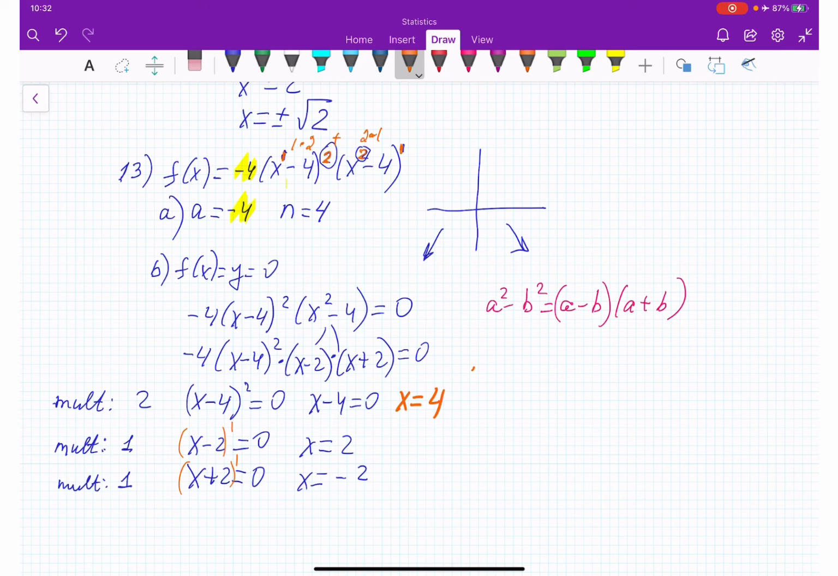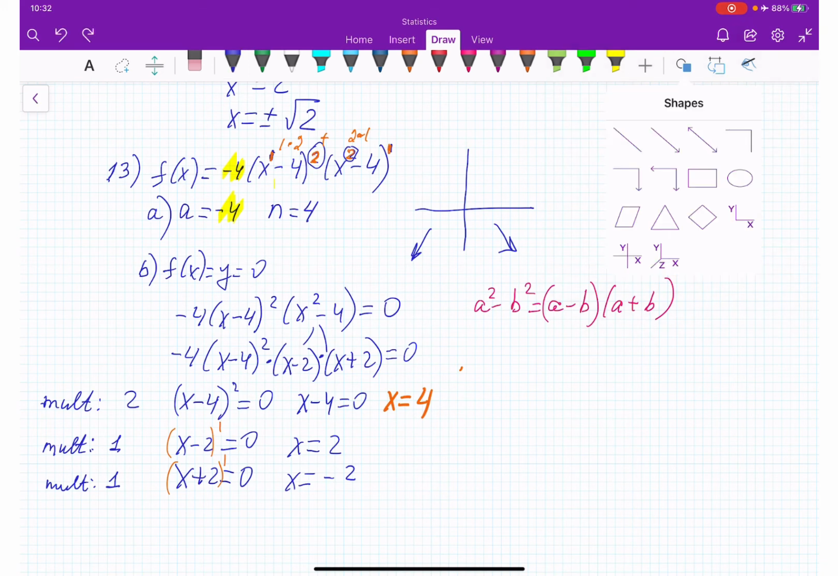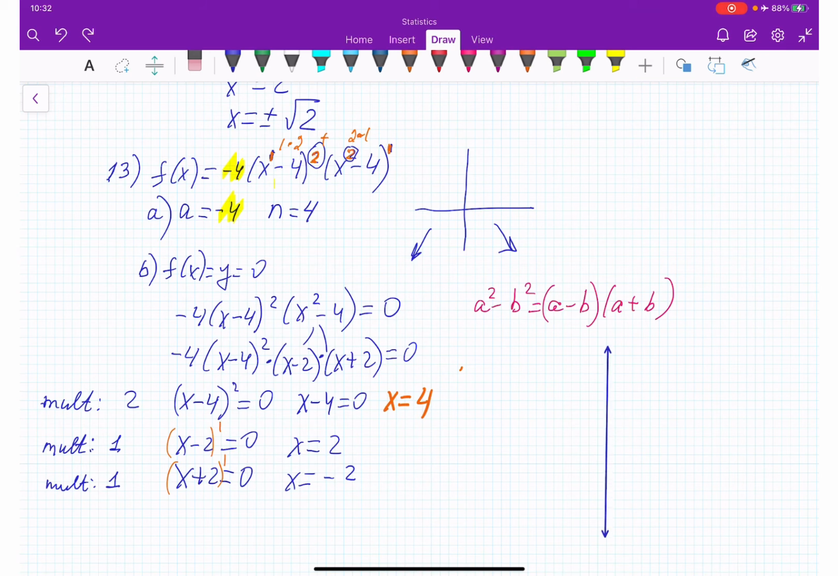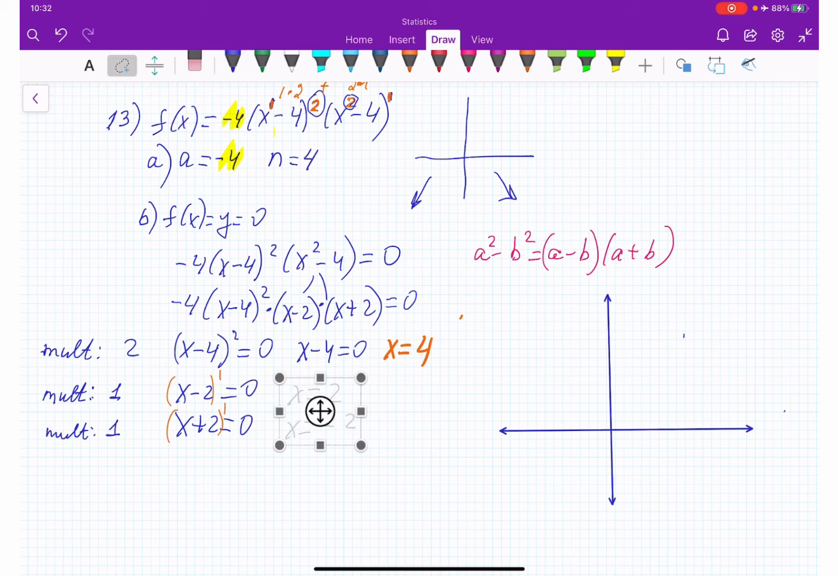Okay, now let's start building graph. This is 1. This is other one. So those are our intercepts. So what do we have? 1, 2, 3, 4.